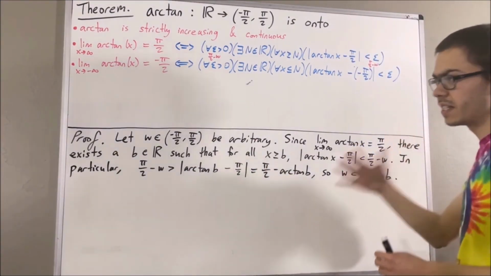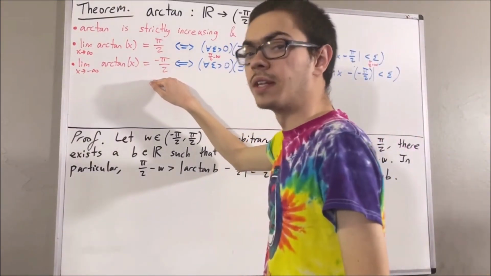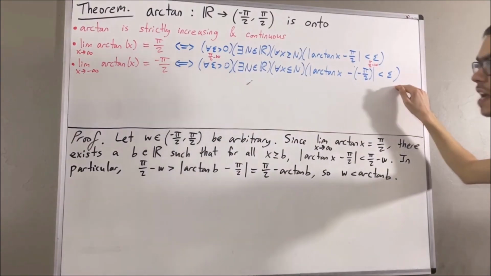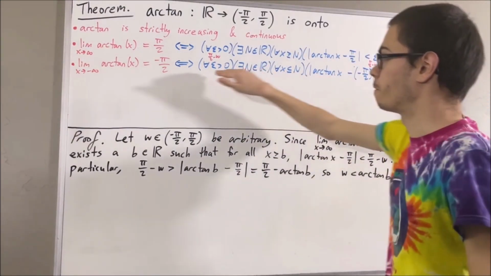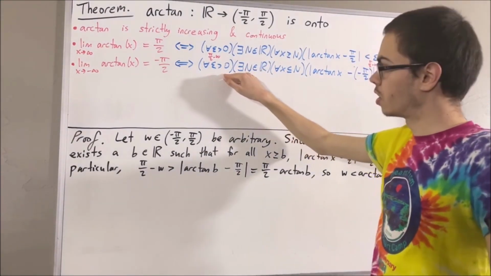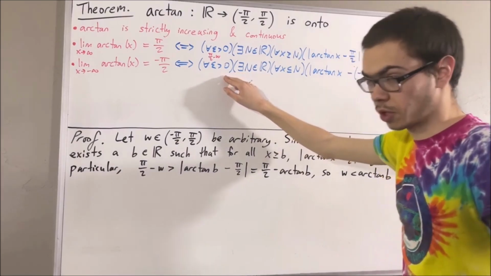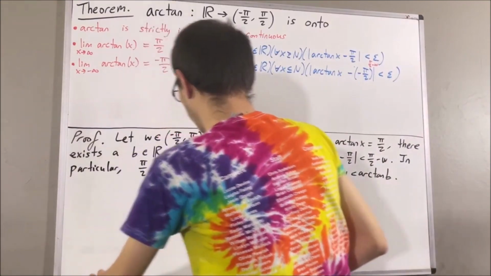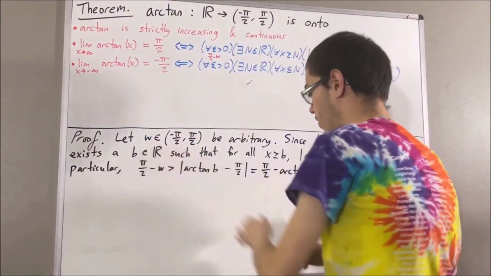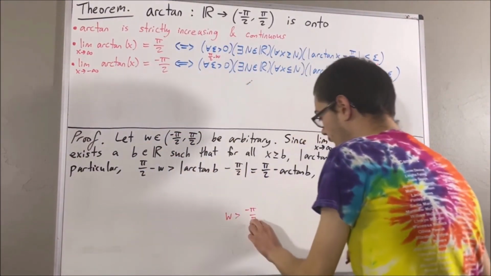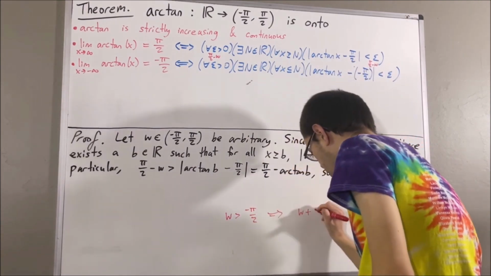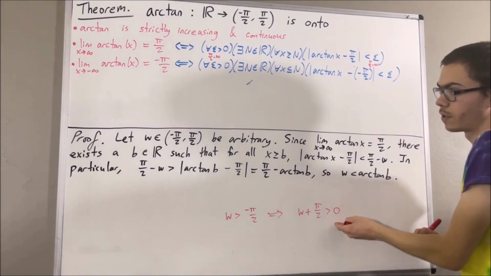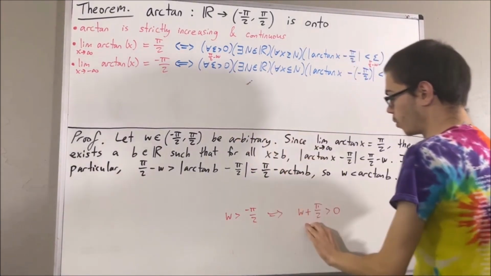And next, since this limit is true, this means we are given that this statement is true. And this statement works for every positive real number. So in particular, it must work for the positive real number w plus pi over 2. Right? We know that w is bigger than negative pi over 2. So if we add pi over 2 to the other side, we get w plus pi over 2 is greater than 0. So we can take epsilon to be w plus pi over 2.